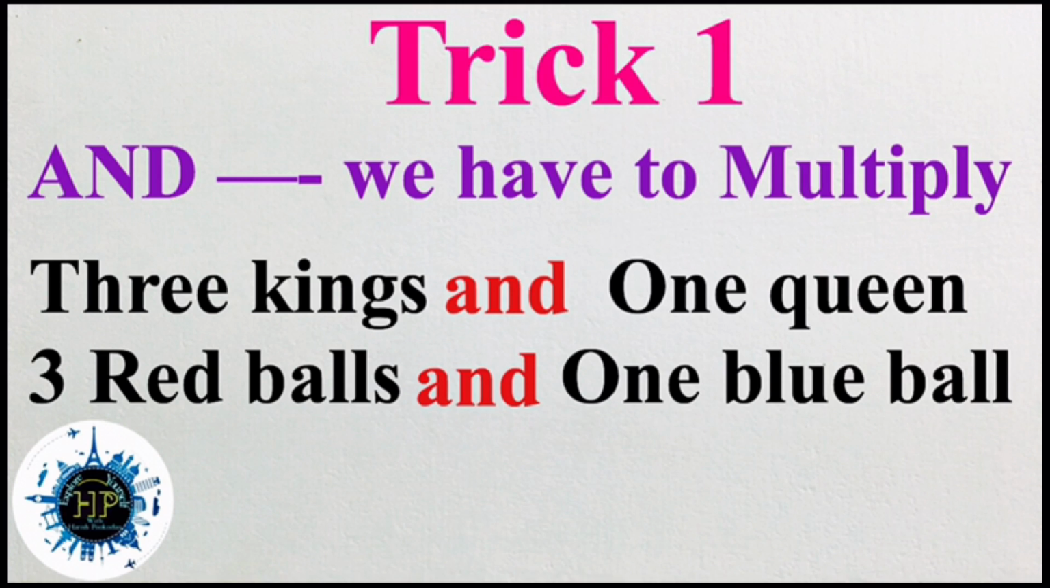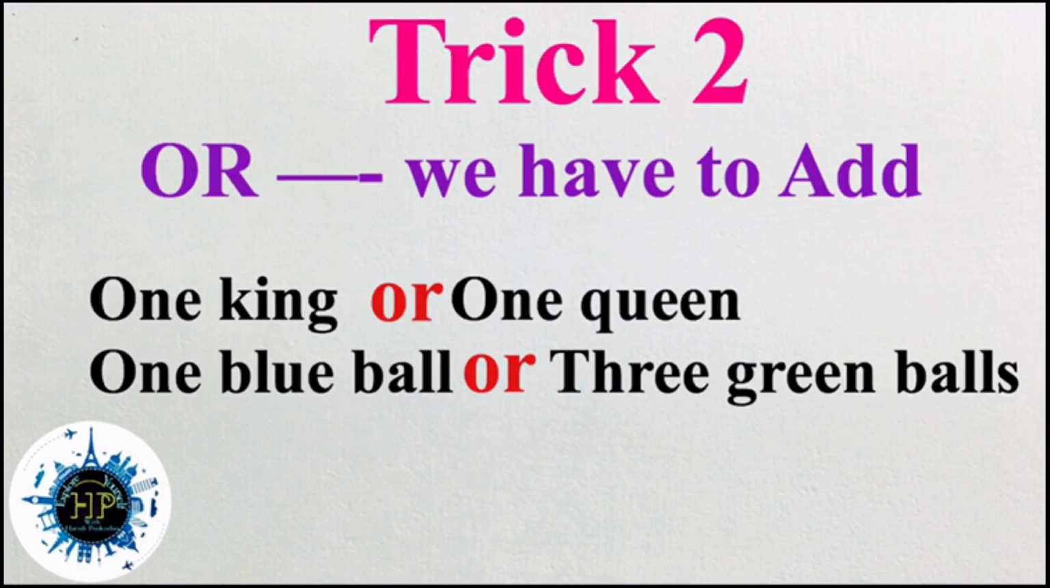Then the trick number 2, OR. Similarly, if the question has OR in it, then you have to definitely add. For example, 1 king or 1 queen. Another example, 1 blue ball or 3 green balls. If we find the word OR in the question, immediately you have to add. So this is the second trick we need to study.